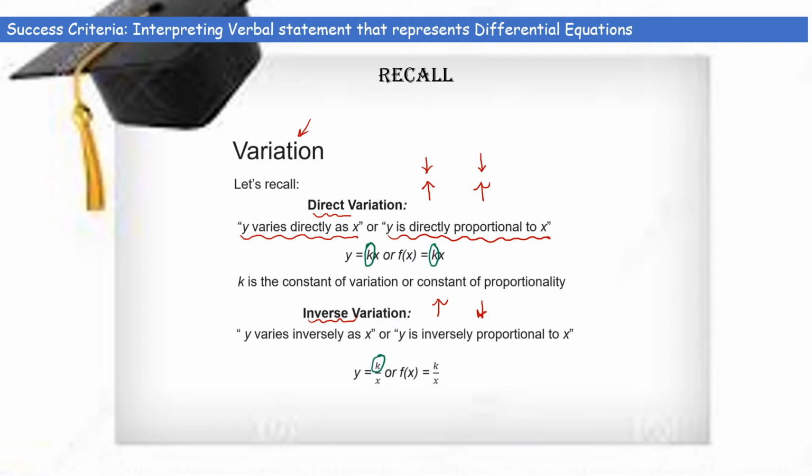Now, how can we denote these variations? If I say y varies directly as x, first of all, varies directly or directly proportional can be denoted by this sign of proportionality, that is alpha: y alpha x. Now in mathematics, this sign of proportionality can be removed and replaced by equals to k. And what is k? K is the constant of proportionality. So we can say that y equals k times x. And this is the direct proportionality. This is the direct variation.